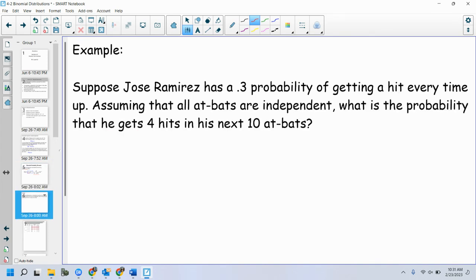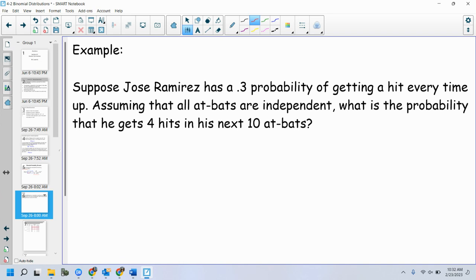Let's take a look. I wrote this earlier on. Suppose Jose Ramirez has a 0.3 probability of getting a hit. Right? Suppose he has a 0.3 probability of getting a hit. Assuming that all at-bats are independent, which is a big assumption, what is the probability that he gets 4 hits in his next 10 at-bats?